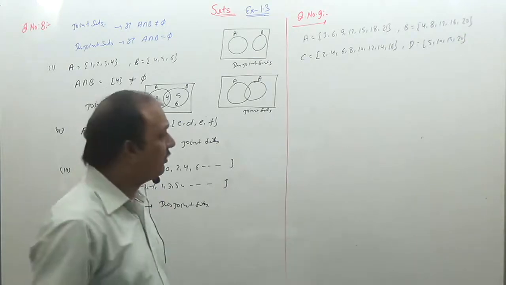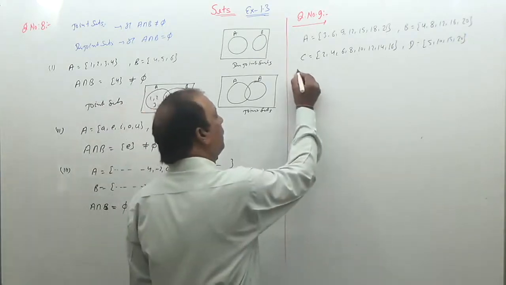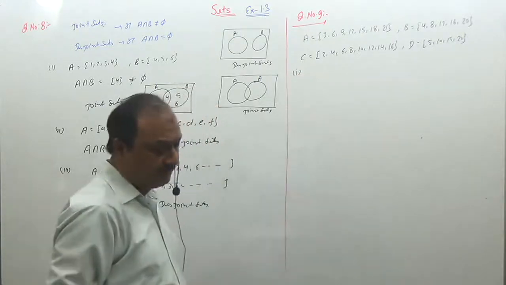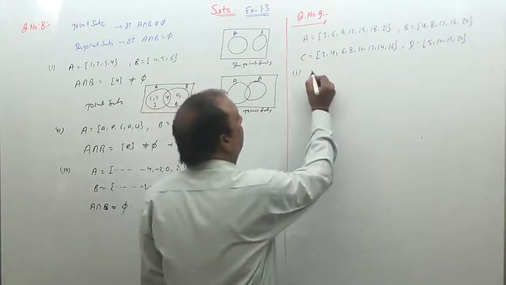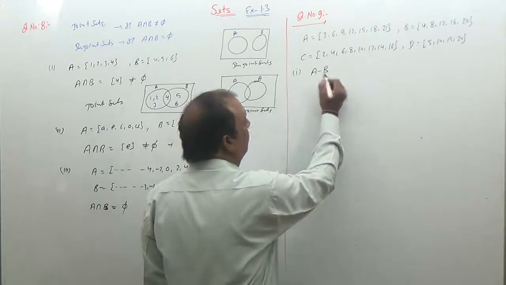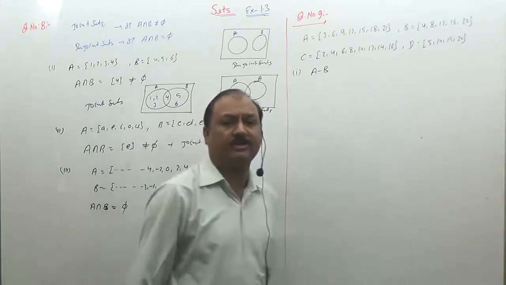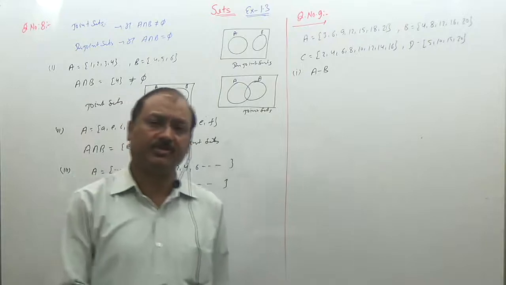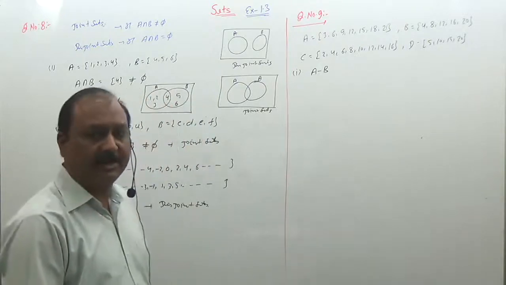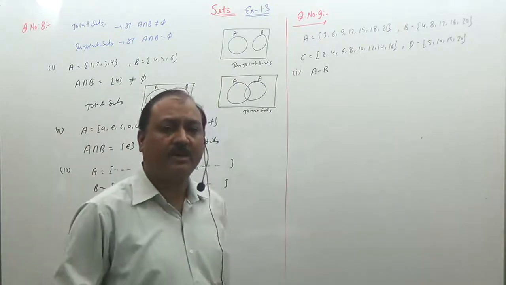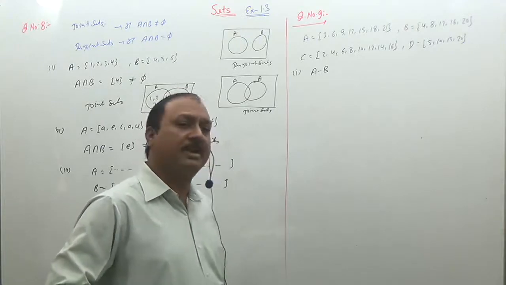Now give the answer of the following questions. First question is, find the set A minus B. So this one is the difference of the two sets. We have already defined the difference of the two sets is a set which contains the elements of the first set only.